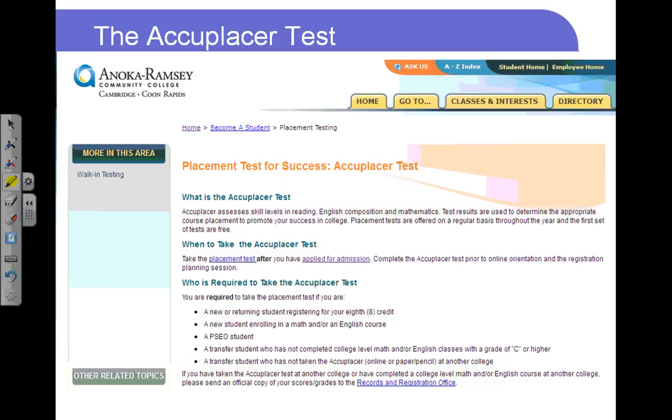The work that you're doing in your early college seminar class and what you might be doing next year in Foundations of Reading and Writing are intended to reduce any possible reason for you to take remedial coursework in college. However, as you can see, students who are required to take the Accuplacer often are transferring in, are PSEO students, or have taken some time off after high school. It's good to know about this particular test and know that even though you may have guaranteed admission to a community college, that doesn't mean that you would necessarily start college level work right away.